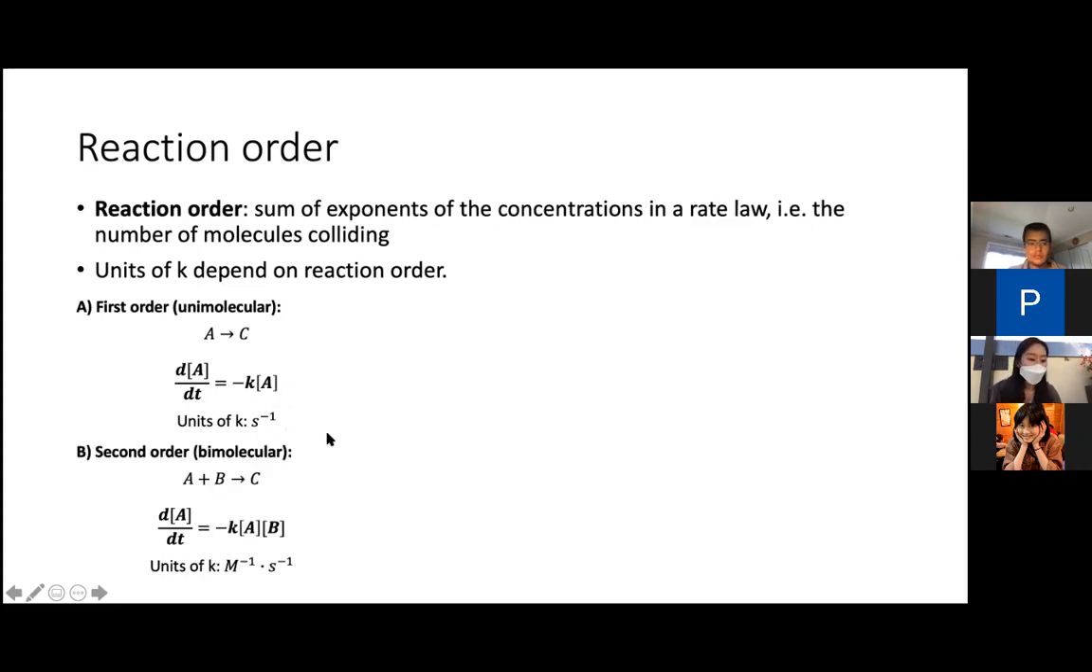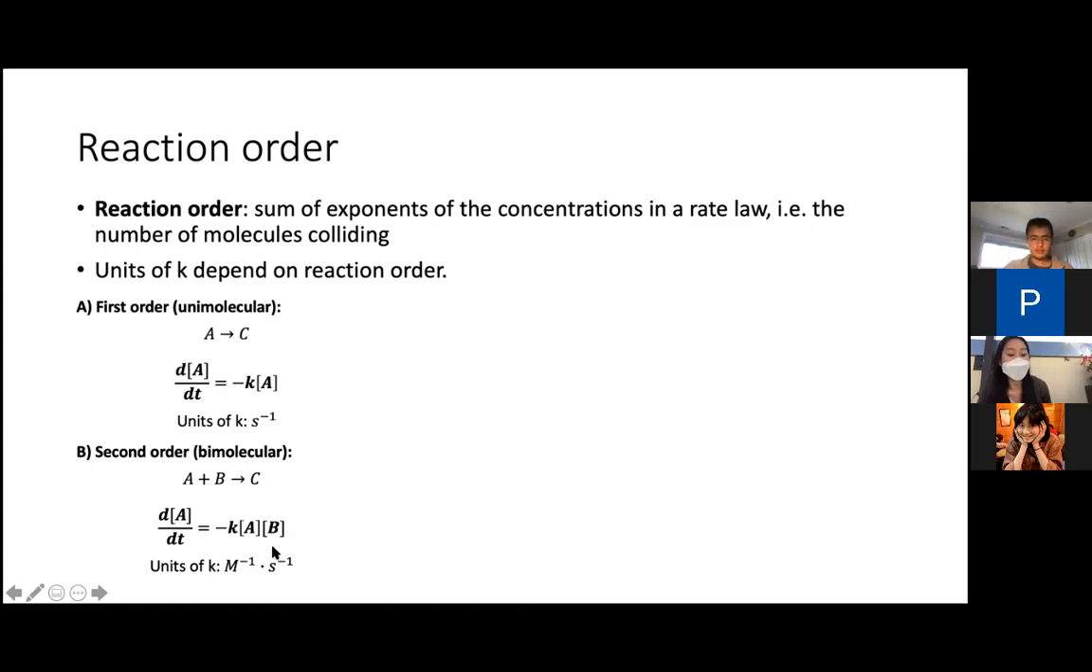So second order or bimolecular reactions have two reactants, and these are called second order because the sum of the coefficients in the rate law equals 2. You can think about it as A to the first power, B to the first power. So 1 plus 1 equals 2. That's where second order comes from. And this is what the rate law looks like.